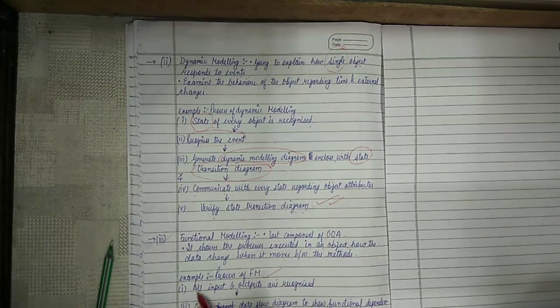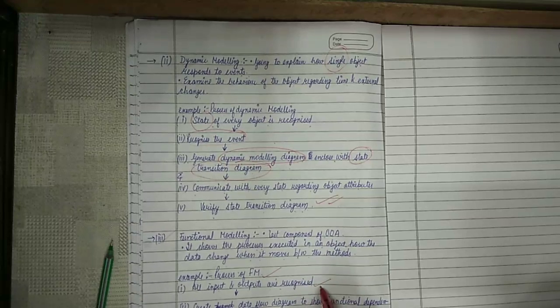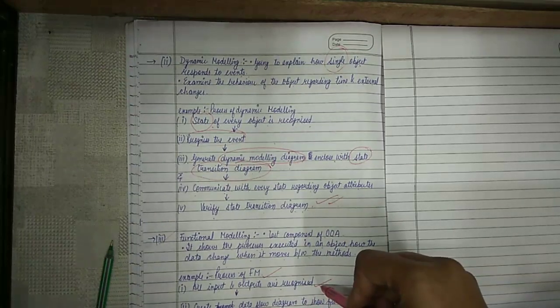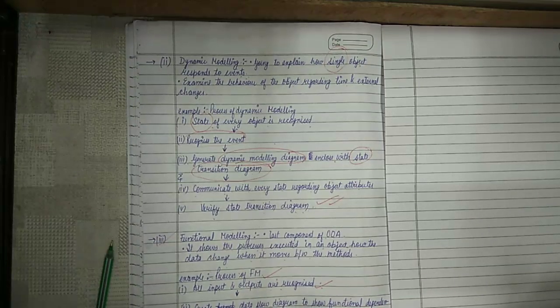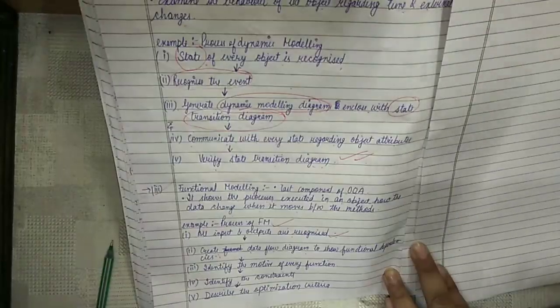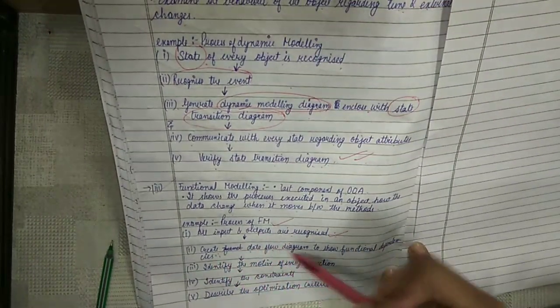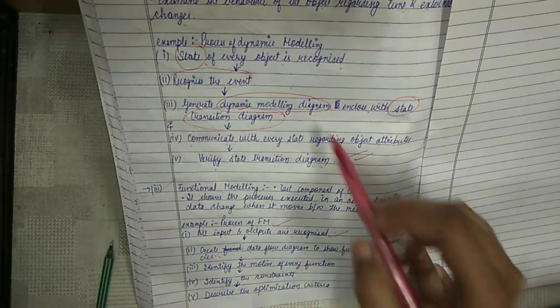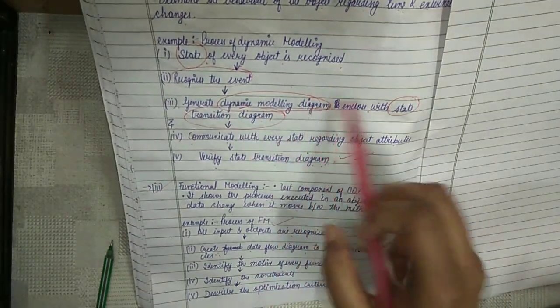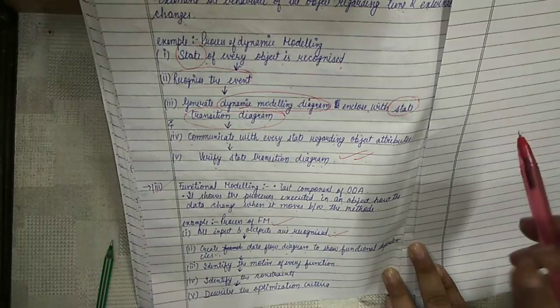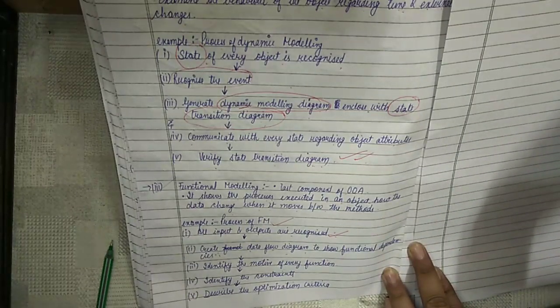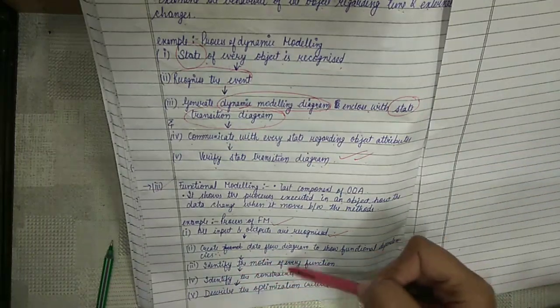The first step is that all inputs and outputs are recognized. In functional modeling, we are going to check all the inputs and outputs which are included in the software modeling or software designing or software analysis. Then the second step is to create data flow diagrams to show functional dependencies. In the previous dynamic modeling, we developed the dynamic modeling diagram and state transition diagram. In this functional modeling, we are going to prepare data flow diagrams, DFDs, to show how the functions depend upon each other.